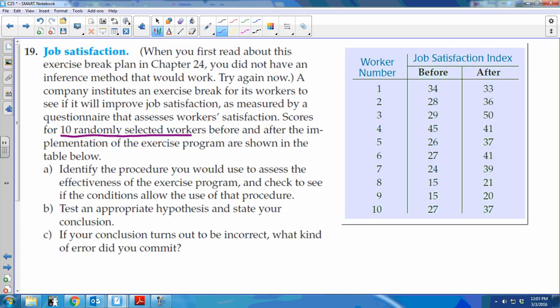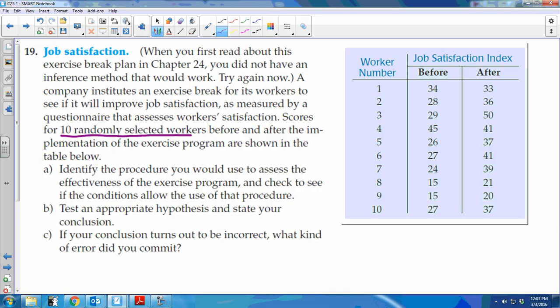If you look at a graph, what are we looking at a graph of? The differences, right? So I'm going to need to type in the before and the after information into my calculator, and then make a third list of the differences. So it's very important, if we're all going to be on the same page here, to decide if we're doing before minus after or after minus before. It doesn't matter.